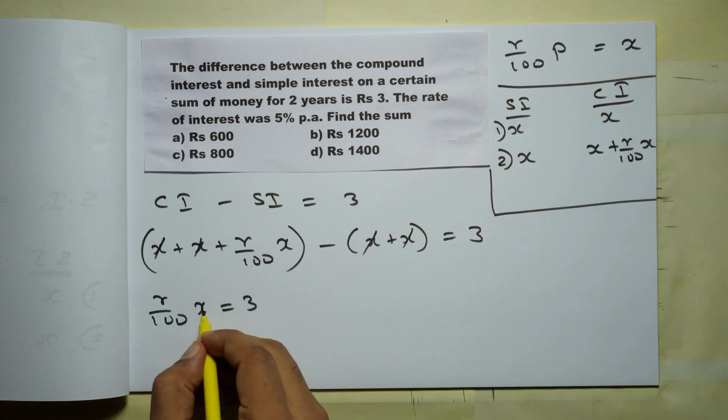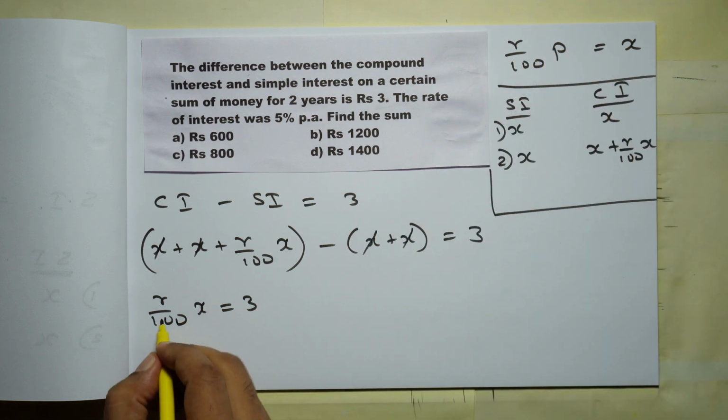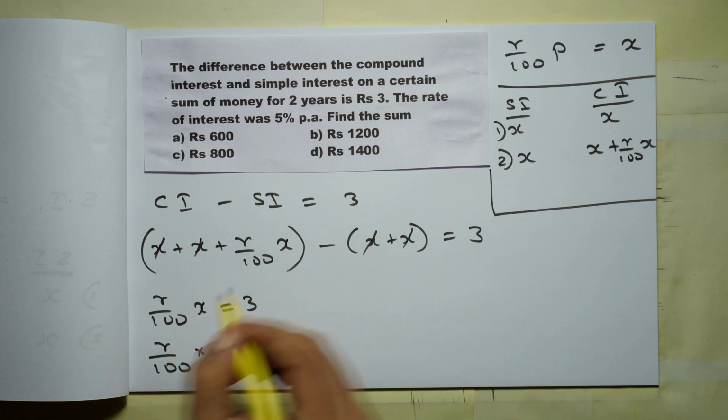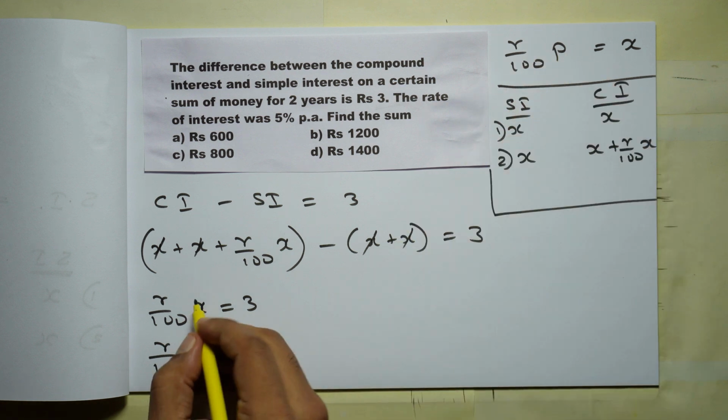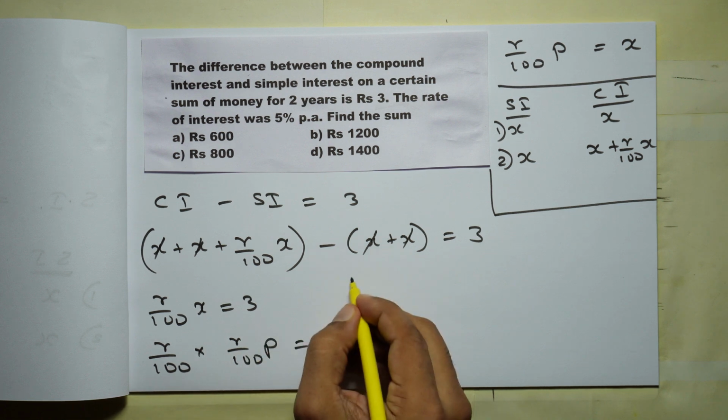Now x is equal to r percent of principal, so we'll substitute this value here. That is, r percent of x, where x is equal to r percent of p. So r percent of r percent of p is equal to 3.